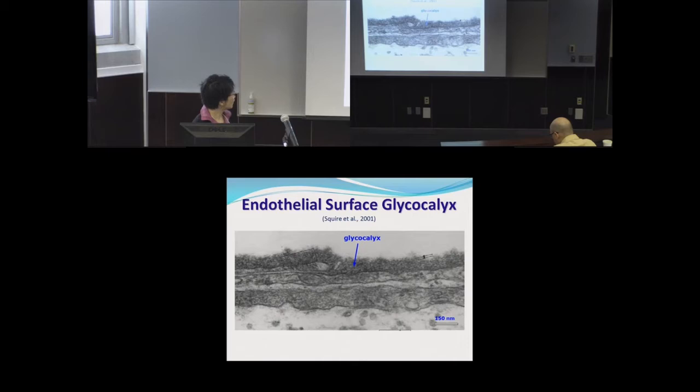This is an image from electron microscopy view from Squire in 2001. This is the surface glycocalyx on the post-capillary venule of rat mesentery. And from this scale, 150 nanometer, you can guess roughly the thickness of this layer is 100 nanometer. But this is from electron microscopy view. For preparation for electron microscopy, you have to do a lot of preparation, dehydration, right? So that's roughly the thickness from electron microscopy.